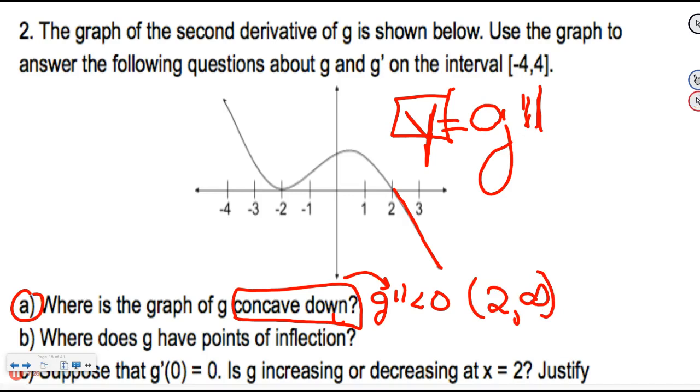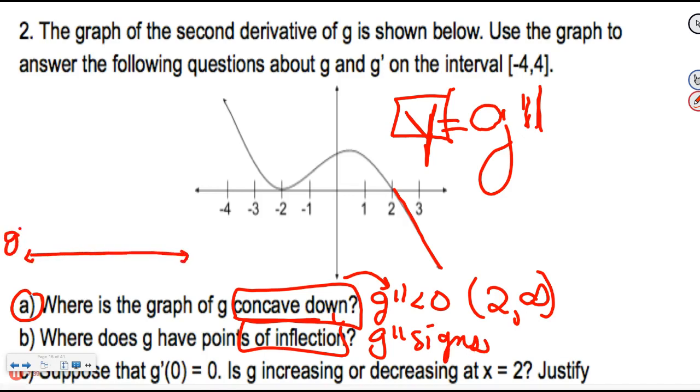How about where does g have an inflection point? Again, that's about g double prime changing signs. You should have put that on your last study guide, and you would have done an example where you would actually take the second derivative and find where it was 0 or does not exist, and decide the sign of the second derivative. The inflection point occurs where the second derivative changes signs.